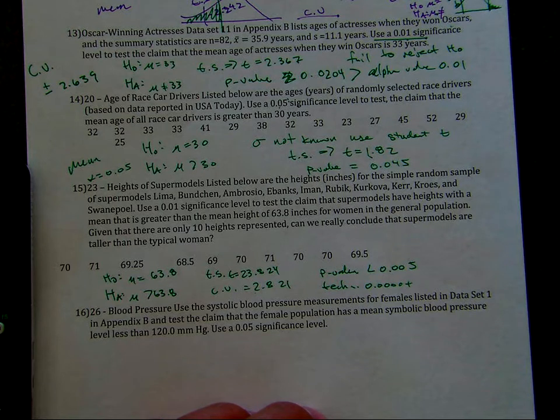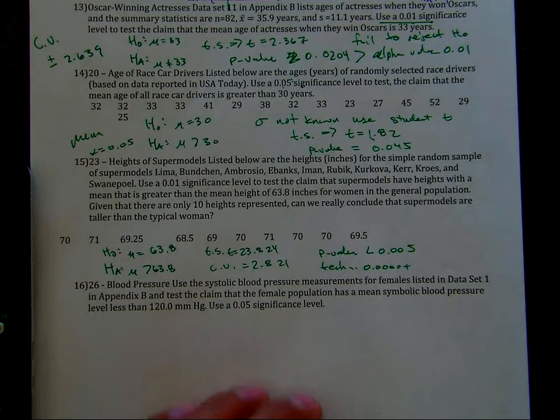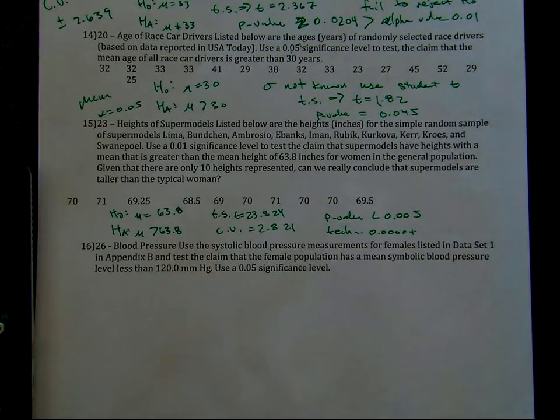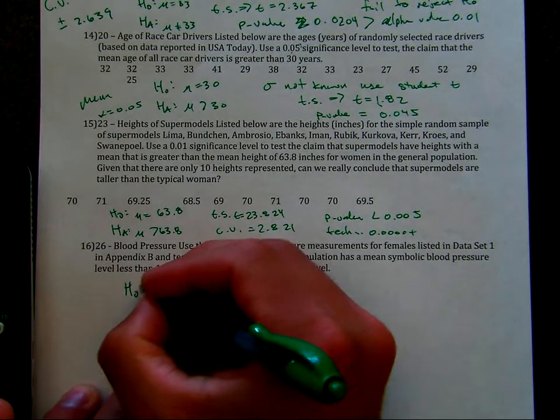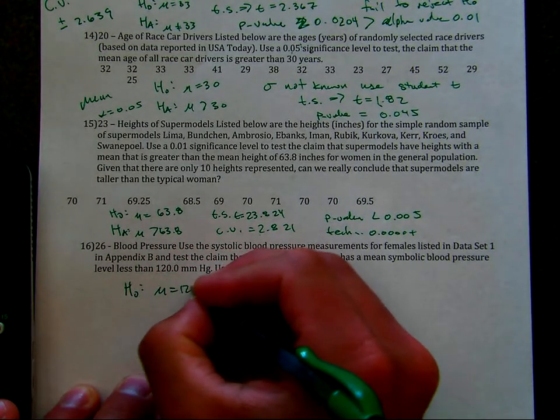All right, let's move on to 26, the last one for this. Okay, blood pressure: use the systolic blood pressure measurements for females listed in data set 1. Test the claim that the female population has a mean systolic blood pressure less than 120 millimeters of mercury. Use a 0.05 significance level. If you test this out, hopefully you'll find this is what you have: mu is equal to 120, and the alternative is that mu is less than 120.